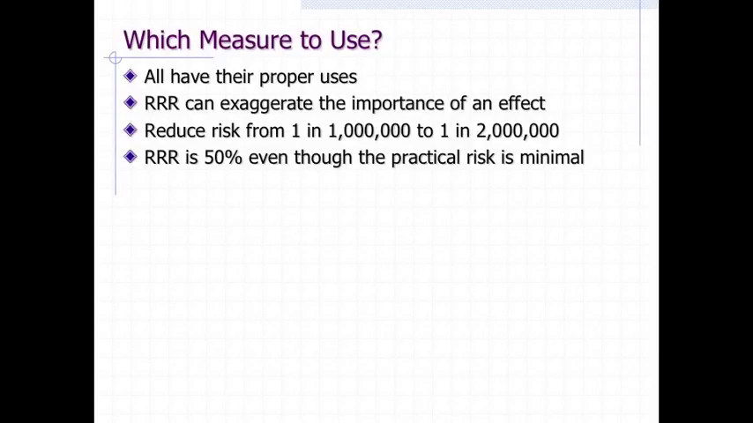The obvious question is which of these measures is the best. Although each measure has its proper uses, the RRR can exaggerate the importance of an effect, especially when the absolute risks are low. For example, if a drug reduced the risk of a certain disease from 1 in 1 million to 1 in 2 million, the RRR is 50%. However, since the ARR from 1 in 1 million to 1 in 2 million is small, the practical reduction in risk is minimal.